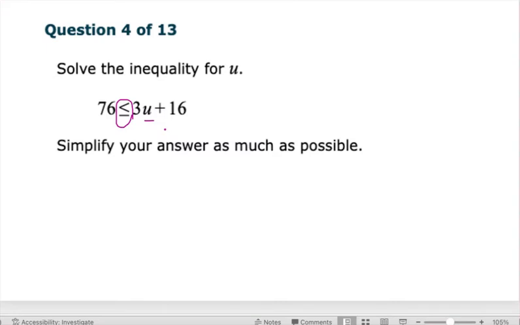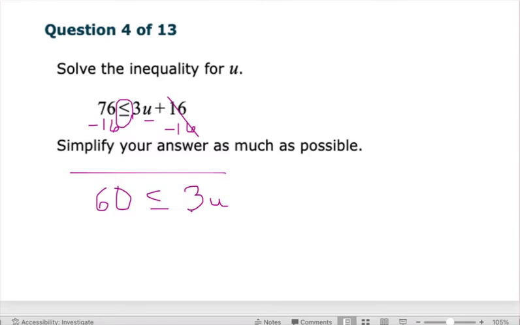Let's start with minus 16 on each side. So minus 16 on the right, minus 16 on the left, because remember, my goal is to get rid of anything that is with my variable. So now 76 minus 16 is 60, is less than or equal to 3u. Now notice I have done no multiplying or dividing by a negative. All I did was subtract a 16. That never changes the sign.